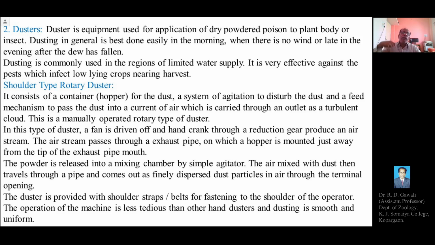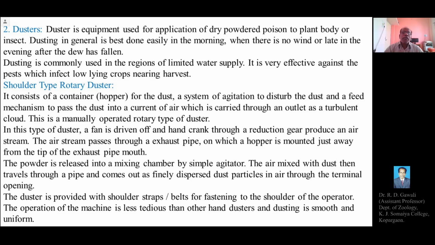So when the operator rotates the handle, the fan rotates and this creates an air current that passes out through the exhaust pipe. Along its passage, the dust powder or powder pesticide from the hopper or container also passes into the exhaust pipe, and this forms a cloud of the dust powder in the atmosphere. So this is the working mechanism of the duster.